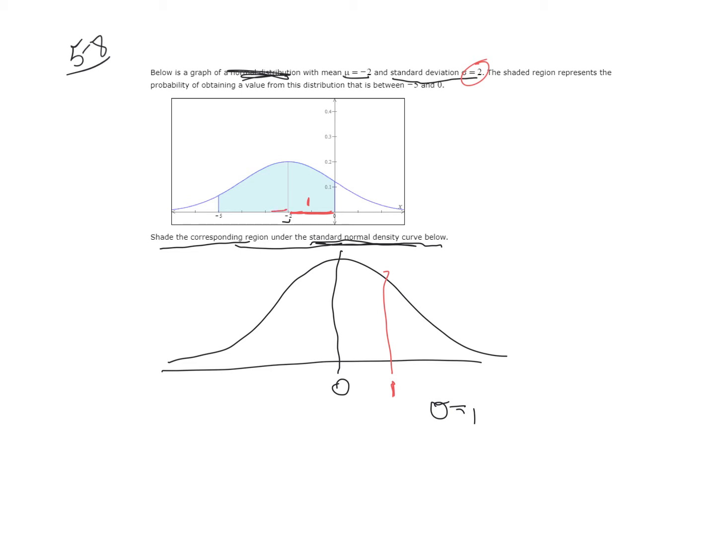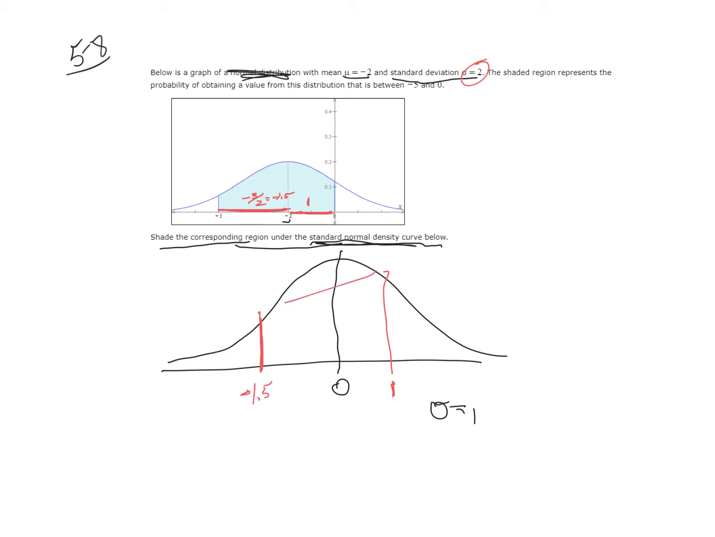Now I need to come over here and say, okay, how far is this? This distance from -2 to -5 is a distance of 3, or if you want to think of it as -3. Divide that by 2, which is our standard deviation, and I get -1.5. So over here I would put a -1.5.